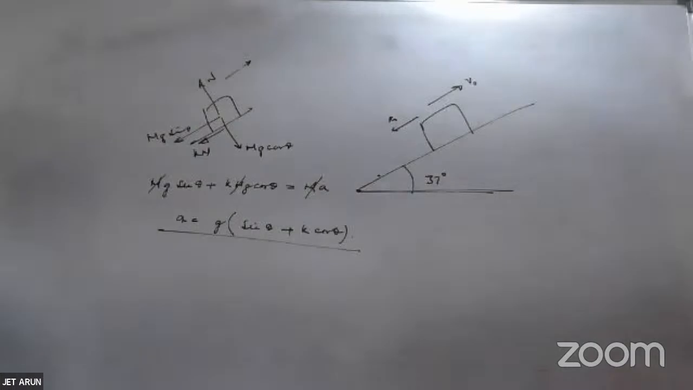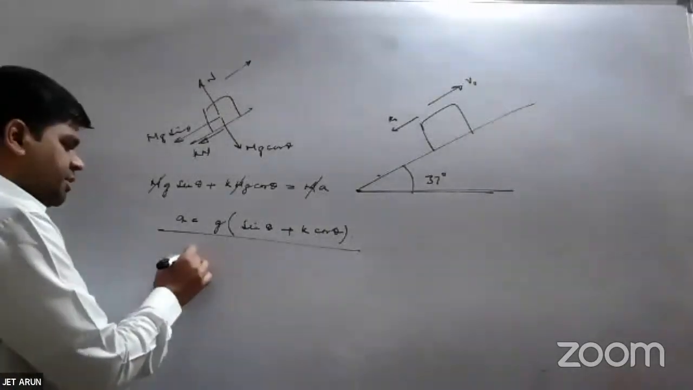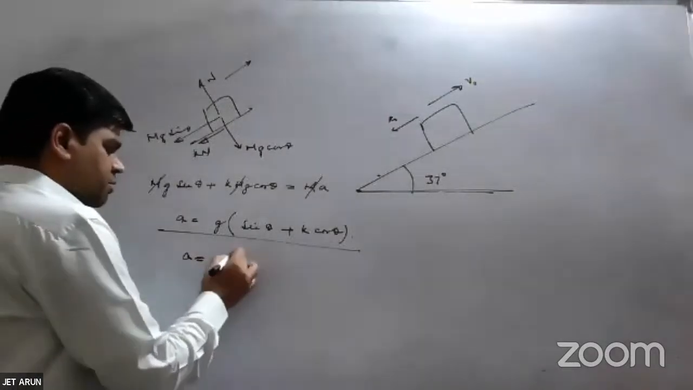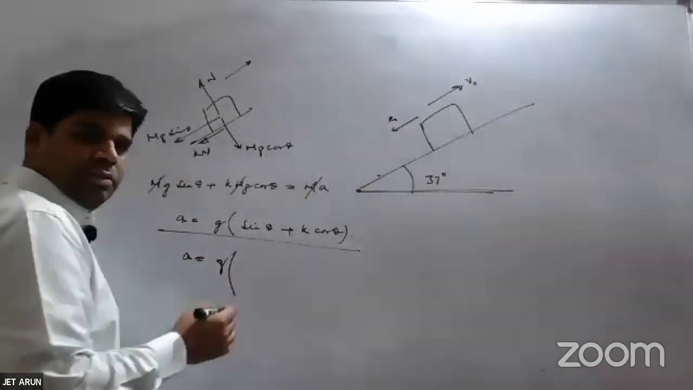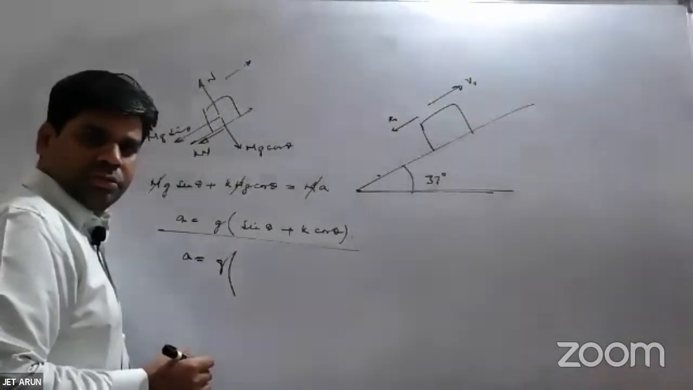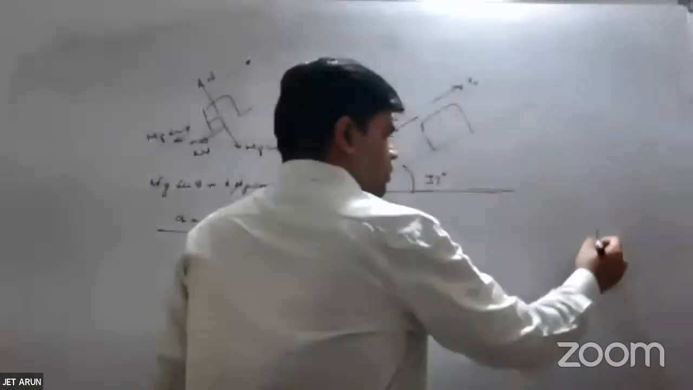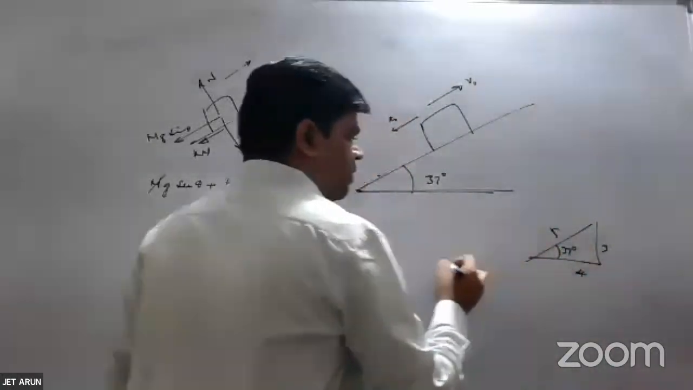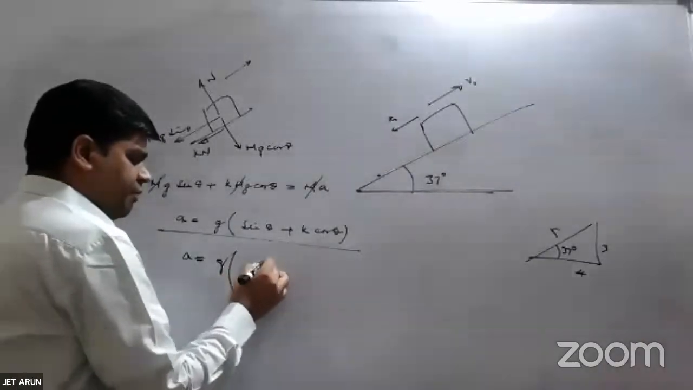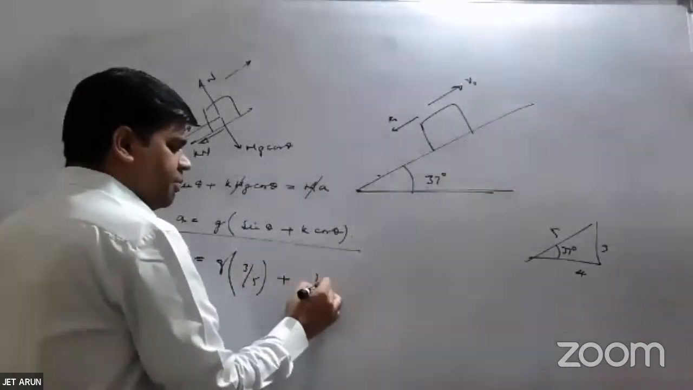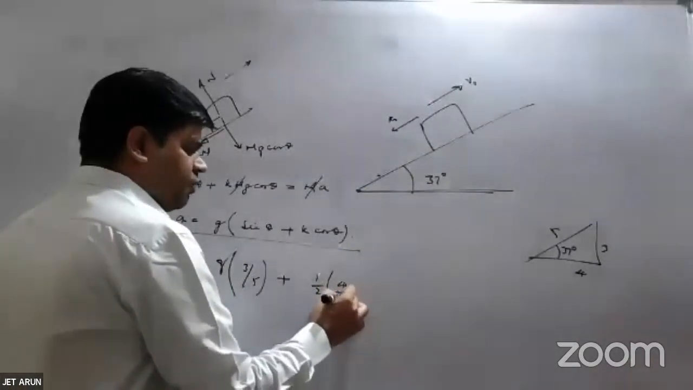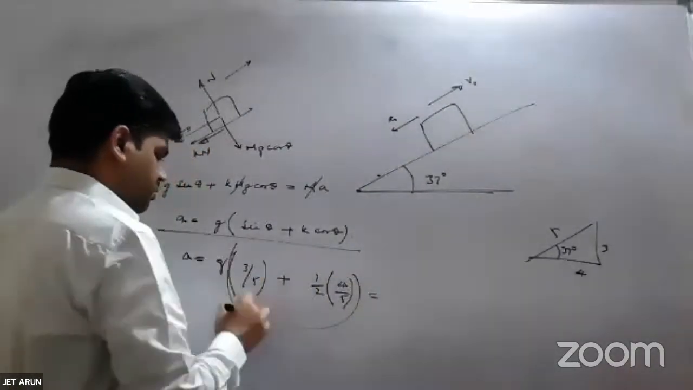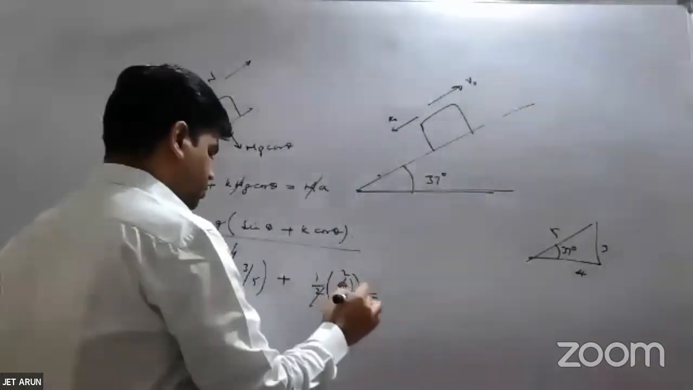What is tan 37, students? So he's asking what is the distance traveled by the block before it stops. Once I get the acceleration, A is equal to g times sin 37 plus mu cos 37. What is sin 37? Here is a triangle, 3, 4, and 5. This is 37 degrees. Sin 37 is 3 by 5, plus mu is 1 by 2, cos is 4 by 5.